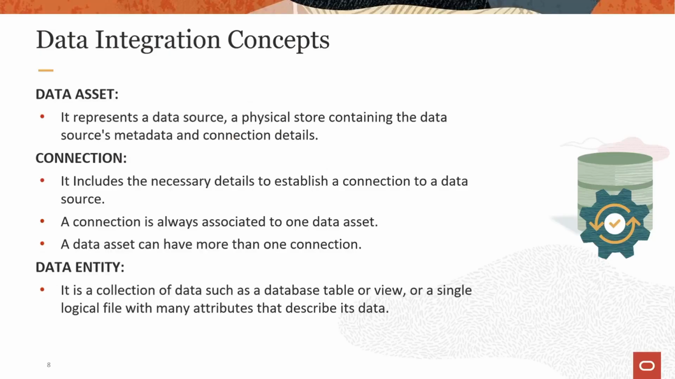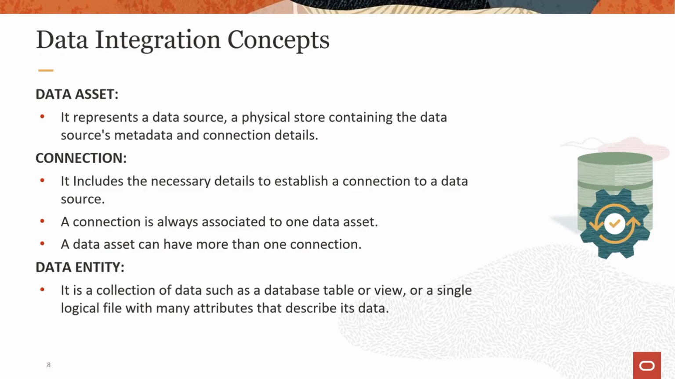Data asset represents a data source which acts as a physical store that contains data source's metadata and connection details. Connection holds all the information needed to establish a connection to a data source. Note that a connection is always associated to one data asset, whereas data asset can have more than one connection.